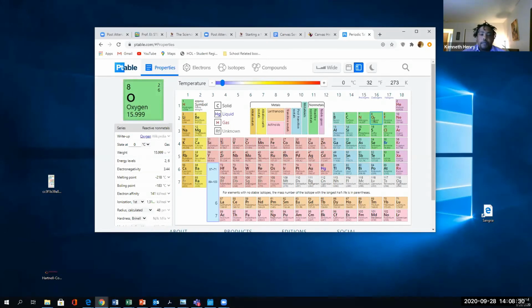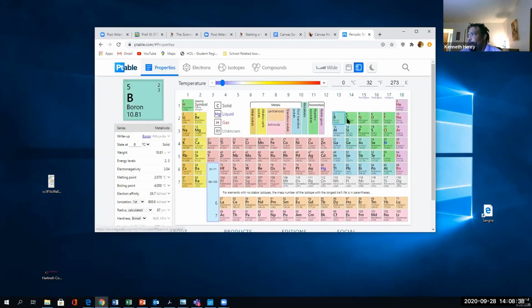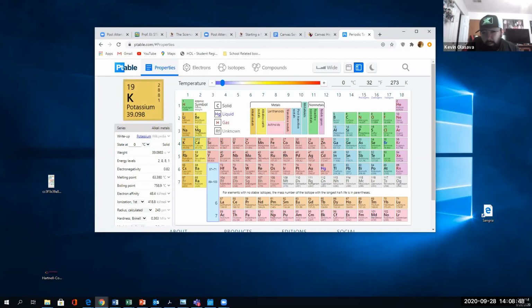So carbon has how many valence electrons? 4. 1, 2, 3, 4. What about arsenic? 5. 1, 2, 3, 4, 5. Piece of cake?